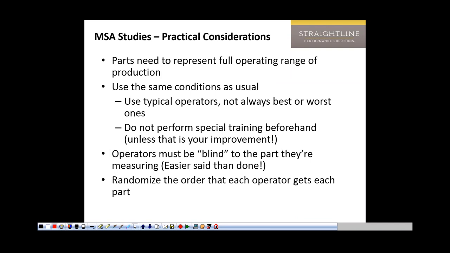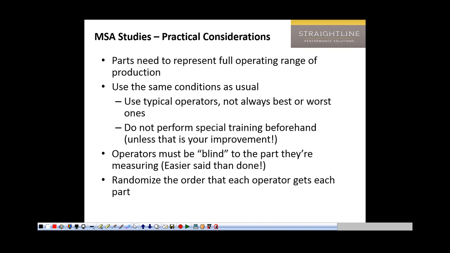You want to use the same conditions as usual. So don't pick always the best or worst auditors. If you have a team of about 30 QA people, I wouldn't necessarily go out and say who's my best QA and who's my worst QA person. I might pick a representation of people who are experienced and pretty good at their jobs and people who aren't.